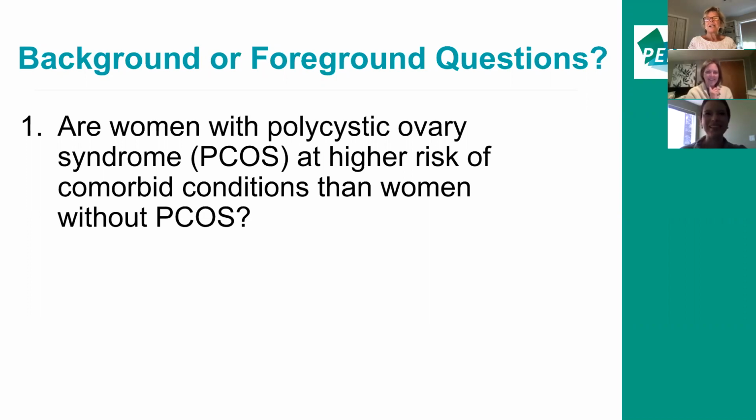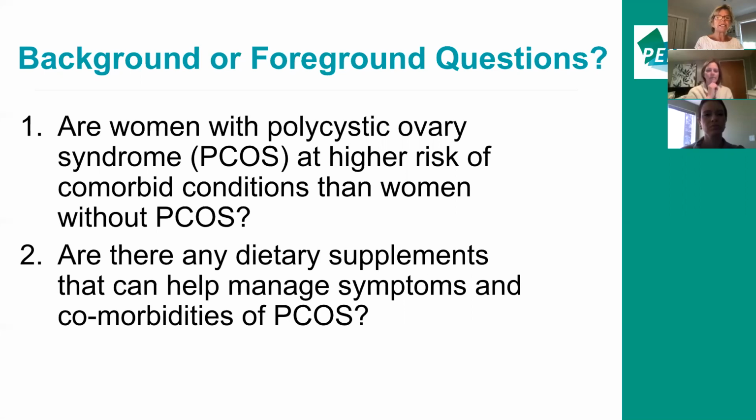Yeah, I agree. If we're talking about things like medical conditions and comorbidities, that's the sort of thing you might look up in a textbook: what's the prevalence of comorbid conditions along with PCOS, right? It may not guide your treatment so much as this next question: are there any dietary supplements that can help manage symptoms and comorbidities of PCOS? Then we're really looking at what specific interventions we can use for treating the condition. So that's the difference between background and foreground questions.